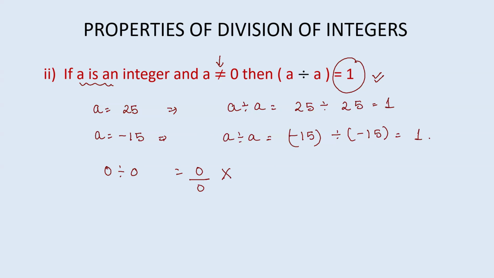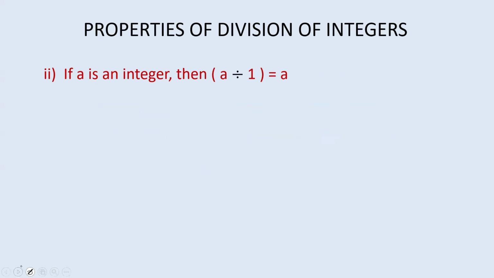Now the next property is that if integer a is divided by 1, then we get the same integer. If a is say minus 5, we divide a by 1, that is minus 5 by 1. These are two integers with unlike signs. The answer has to be negative and the answer is minus 5.